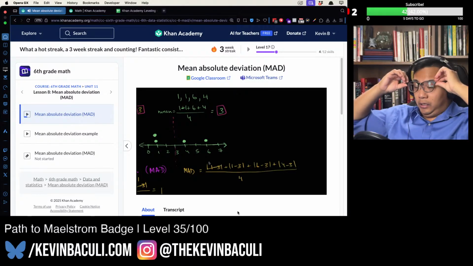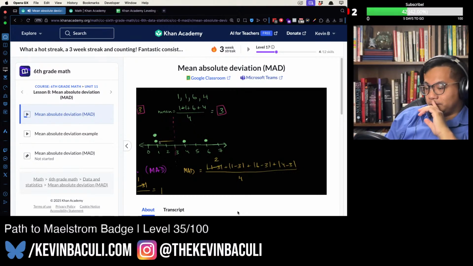So 1 minus 3 is negative 2, the absolute value is 2, and we see that here. This is 2 away from 3. We just care about absolute deviation. We don't care if it's to the left or to the right. Then we have another 1 minus 3 is negative 2, its absolute value is 2. And that's this. This is 2 away from the mean.